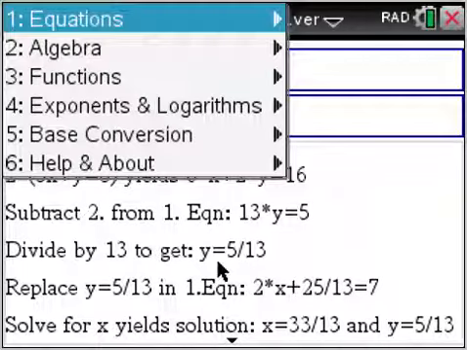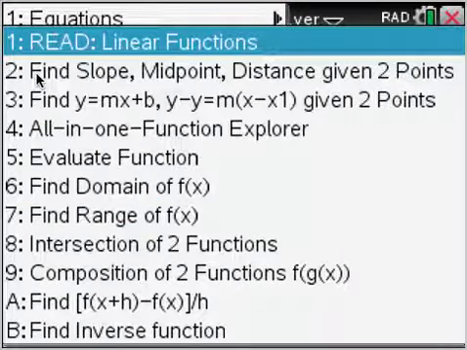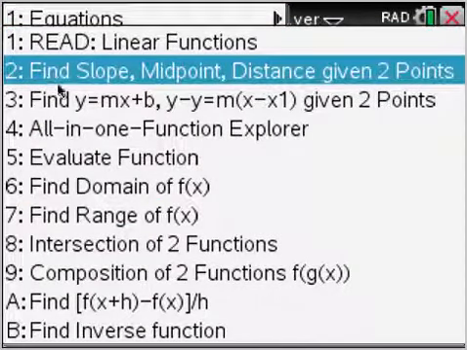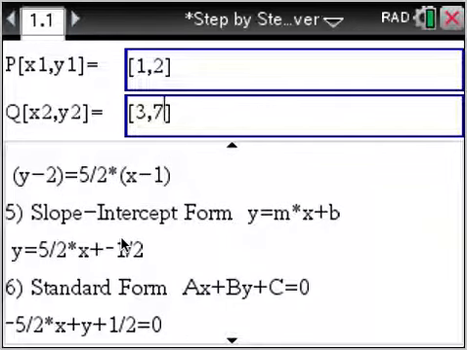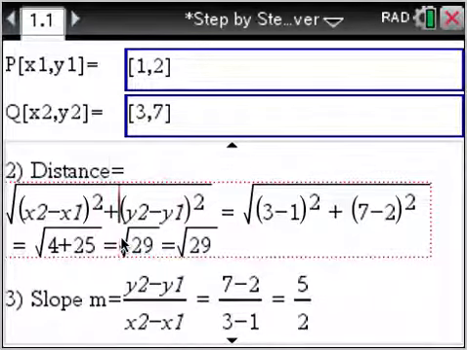Okay, back to menu. Let's do functions this time, just going down the list. Let's do this. You're given 2 points, P and Q, and you have to find midpoint, distance, slope, and equation. Don't know how? Plug them in, and you are done.